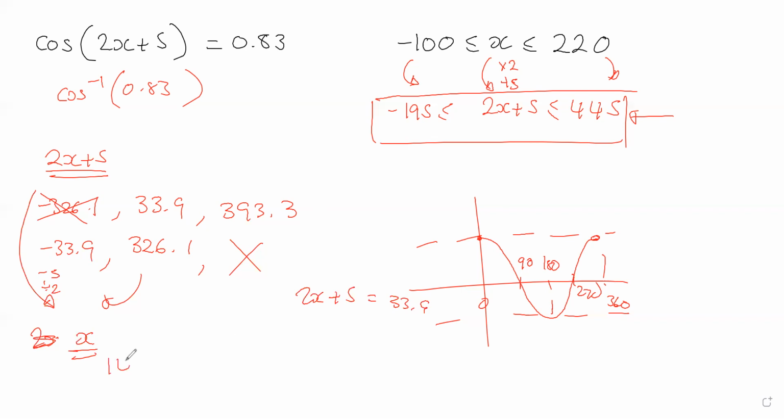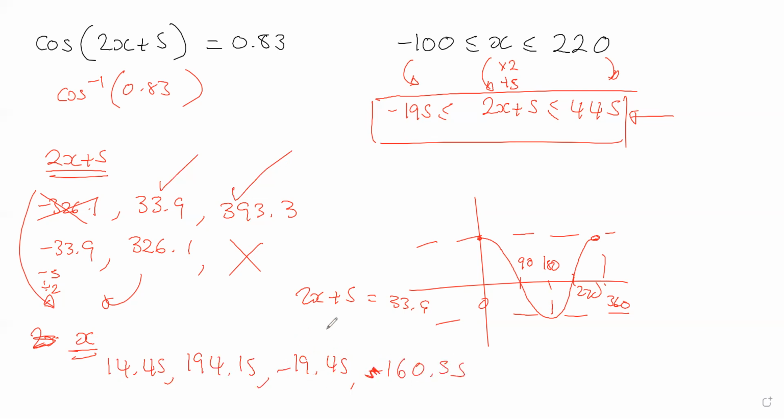Okay, so we've got 14.45 is this one. 393.9, take away 5, divide by 2, I got 194.45, that one's done. -33.9, take away 5, divide by 2, -19.45. 326.1, take away 5, divide by 2, it's not, what am I doing, negative, 160.55, because they're my answers.